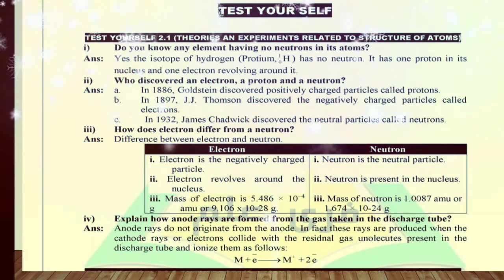So next, do you know any element having no neutrons in its atoms? Yes, the isotope of hydrogen, protium, has no neutron. It has one proton in its nucleus and one electron revolving around it. Second one, who discovered the electron, proton and neutron? In 1880 Goldstein, in 1890 J.J. Thomson discovered negatively charged particles called electrons, and in 1932 James Chadwick discovered the neutral particles called neutrons. Next, here is the difference between the electron and neutron.